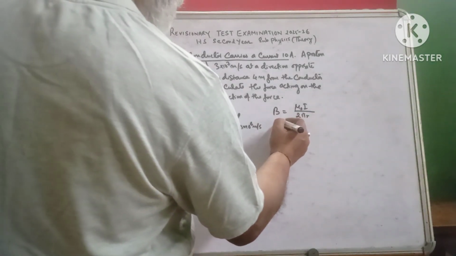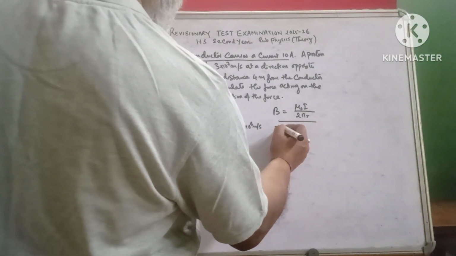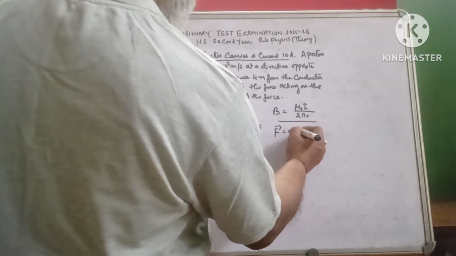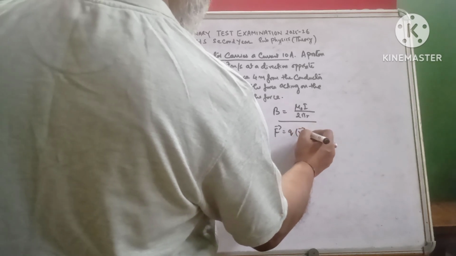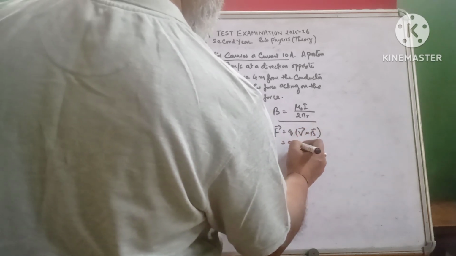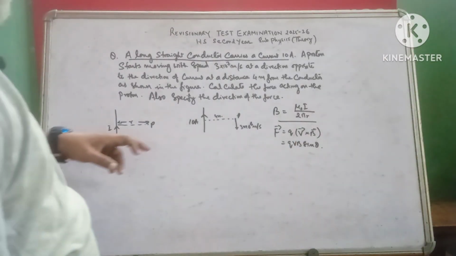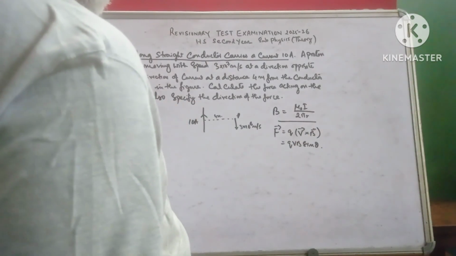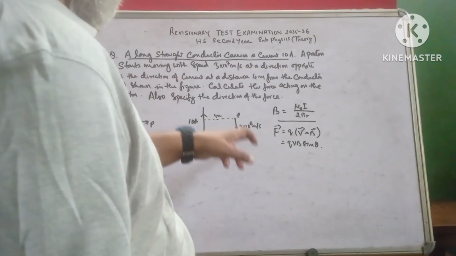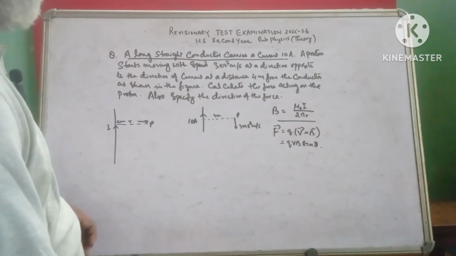So you have to take this formula, and for force you know that F is equal to Q into V cross B, that is equal to Q V B sine theta. A proton starts moving with a speed, opposite to the direction of current.